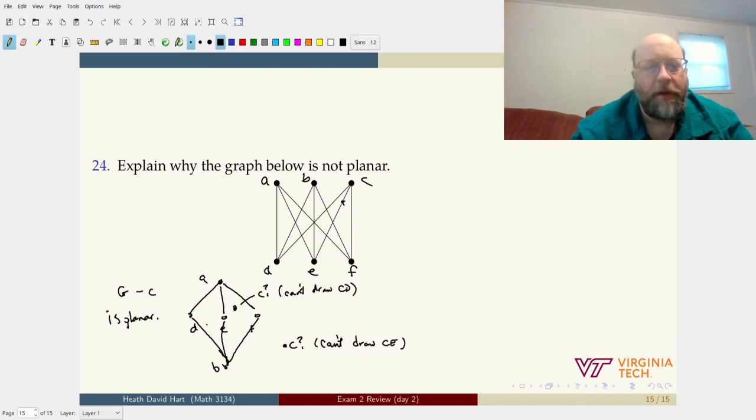And we could try putting C over in this region, but we can't get from this C to F. And so no matter which region we place C in, the outside region, the right side, or the left side, there's always one vertex we can't connect to. And so this graph is not planar.